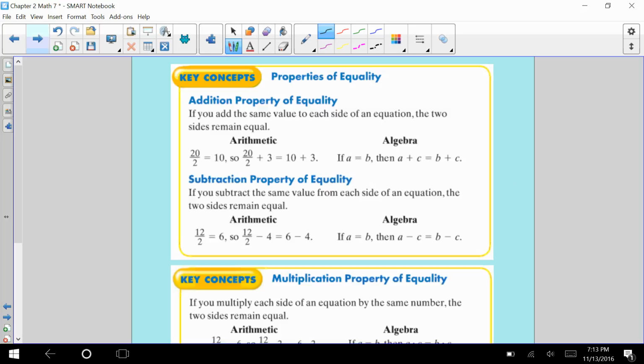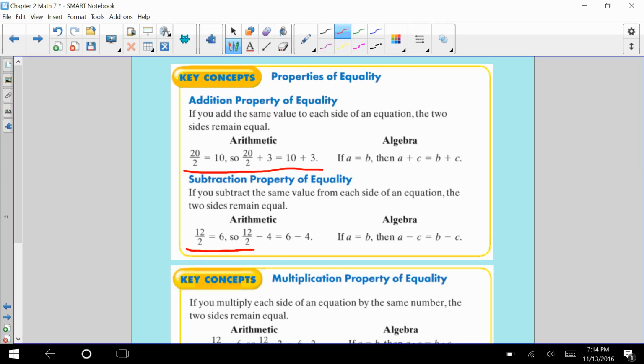So the properties of equality. The addition property of equality says that if you add the same value to each side of an equation, the two sides remain equal. So in our example, we know that 20 divided by 2 is 10. So if I add 3 to both sides, 20 divided by 2 plus 3 is the same as 10 plus 3. The subtraction property of equality tells us that we can subtract the same number from each side of an equation, and it'll still be equal.